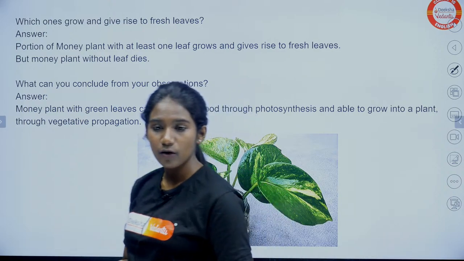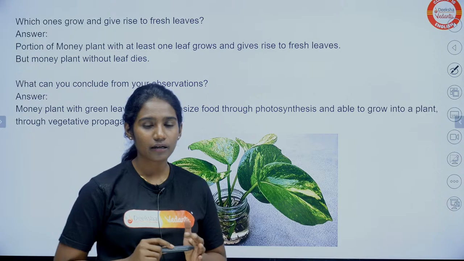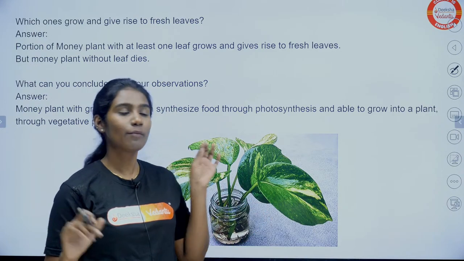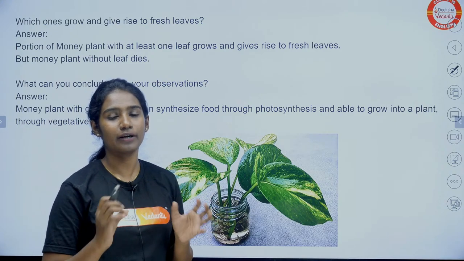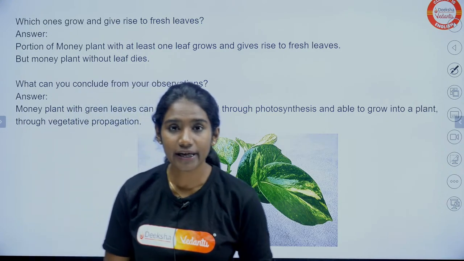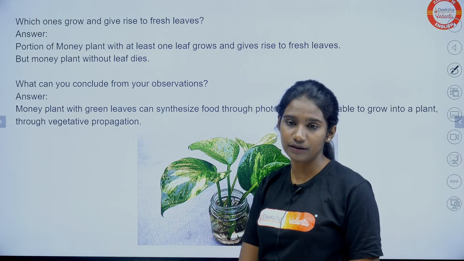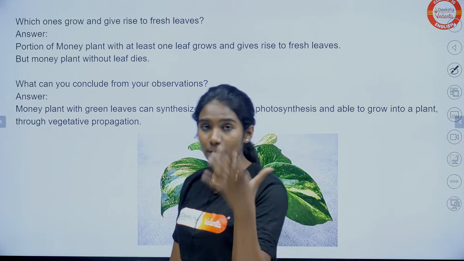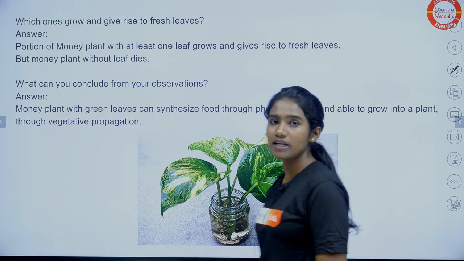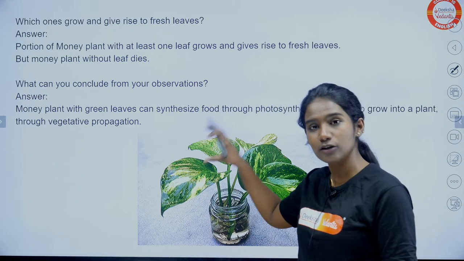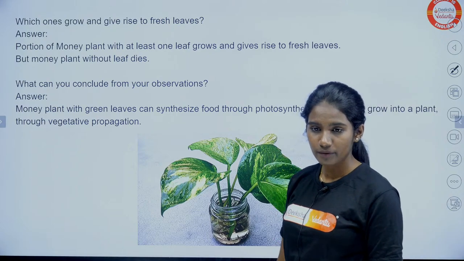Ma'am, will activity questions come for the exam? The thing is, if the paper is easy, you might get direct questions from this. In case the paper is a bit difficult, a bit tough, then they tend to ask competency based questions from your activities. Competency based questions will be asked every year. Mostly from where will they ask? From the activities only, from these concepts they will ask. That's why it is important for you to understand activities also.